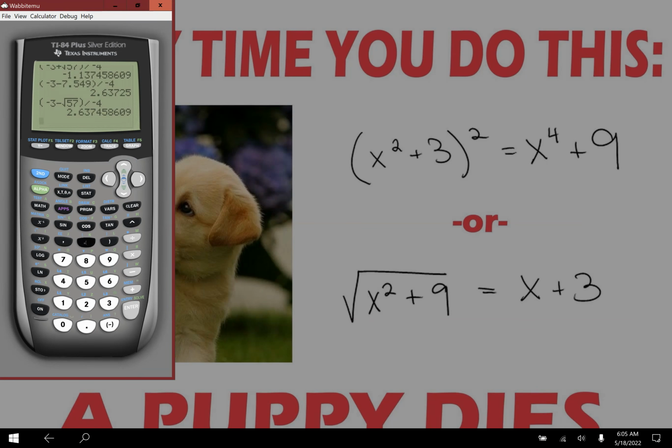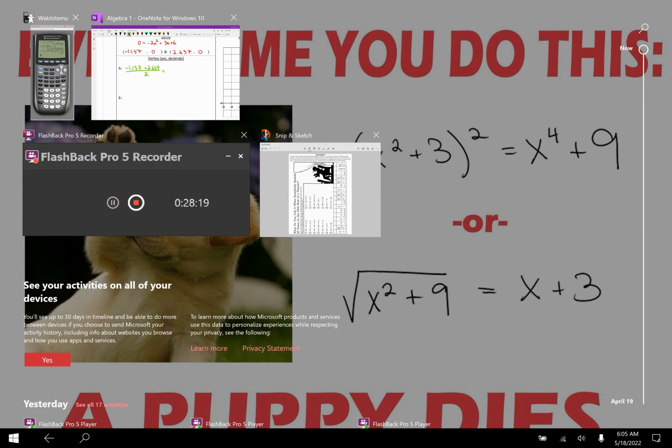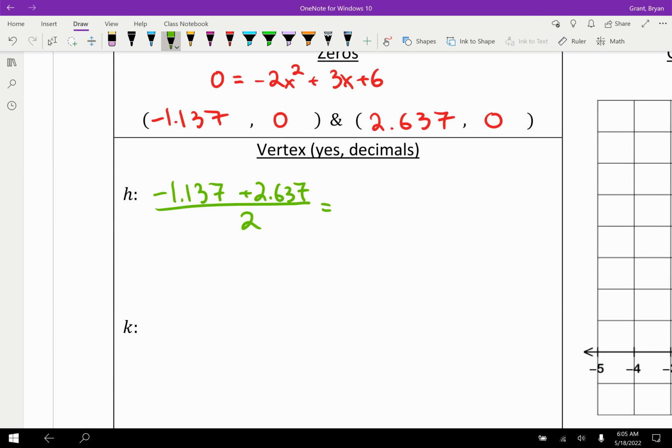So we have parentheses, negative 1.137 plus 2.637, and it is all divided by 2. Oh look, we got a nice number, which is actually pretty fascinating, right? The fact that we took two irrational decimals that go forever and don't have a nice fraction form, and found that when we added them together and divided by 2, the irrational parts canceled and gave us exactly 0.75. Yeah, I think that's pretty cool.